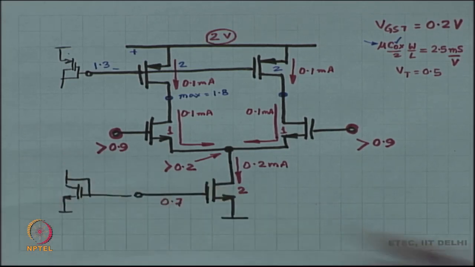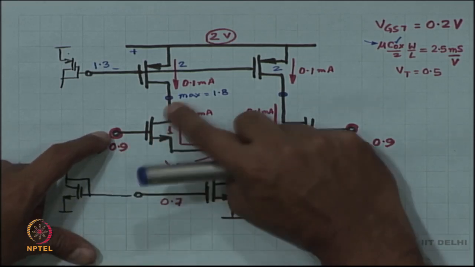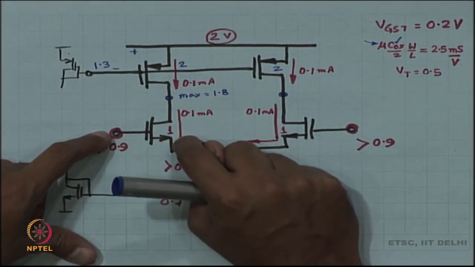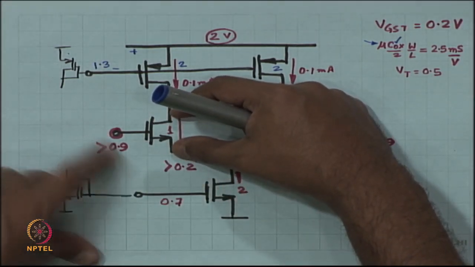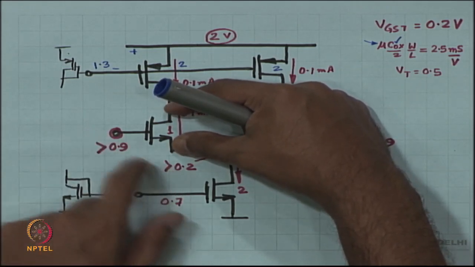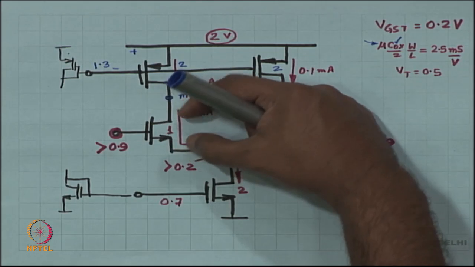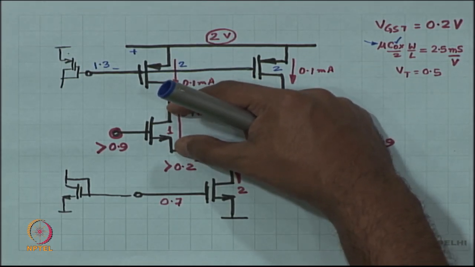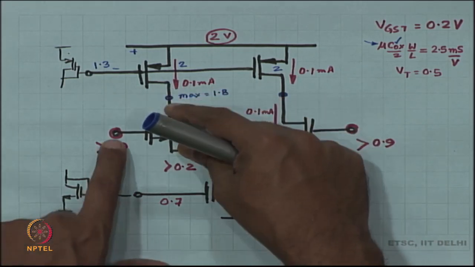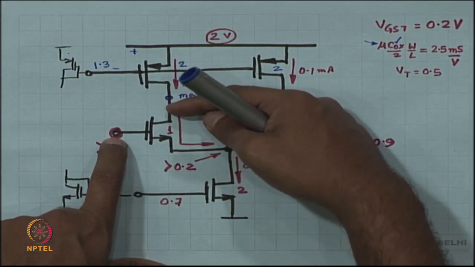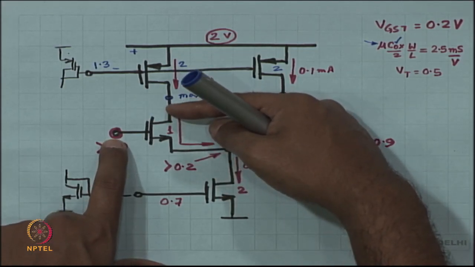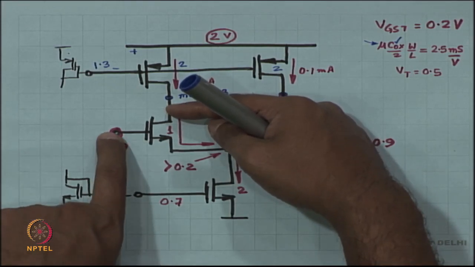Input voltage, I just said it has to be greater than 0.9. I have not declared a maximum of the input voltage, but you see, to keep the input device in saturation, VDS of the input device has to be more than 0.2, because VGS minus VT is 0.2. So, if I want to keep VDS of the input device more than 0.2 and the gate is at a certain voltage, then that means the lowest voltage at the drain is the gate voltage minus VT.